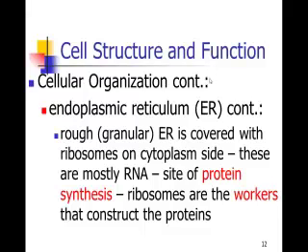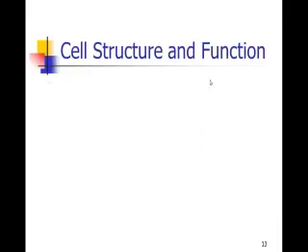The rough texture or appearance is caused by ribosomes, and the ribosomes are found on the outside of the endoplasmic reticulum, adjacent to or in contact with the cytoplasm. The ribosomes we're going to see are mostly RNA. There is some protein associated with them, and that is where protein synthesis occurs. If you think of the endoplasmic reticulum as the manufacturing center for the cell, the ribosomes are the workers that actually produce, or synthesize, the proteins.